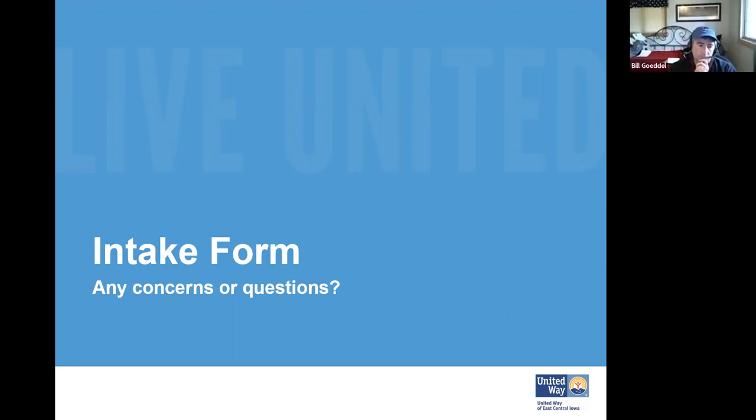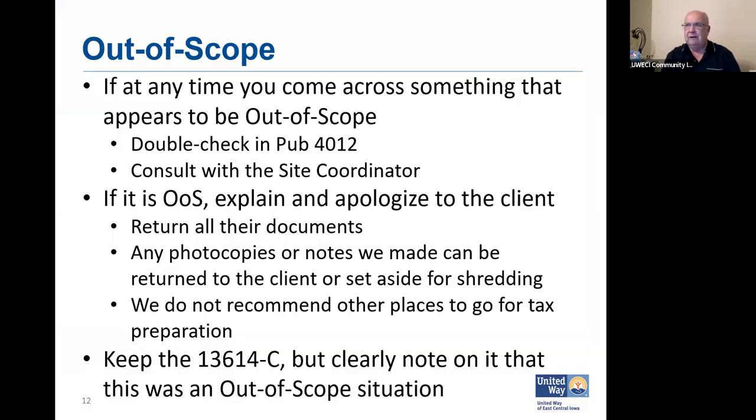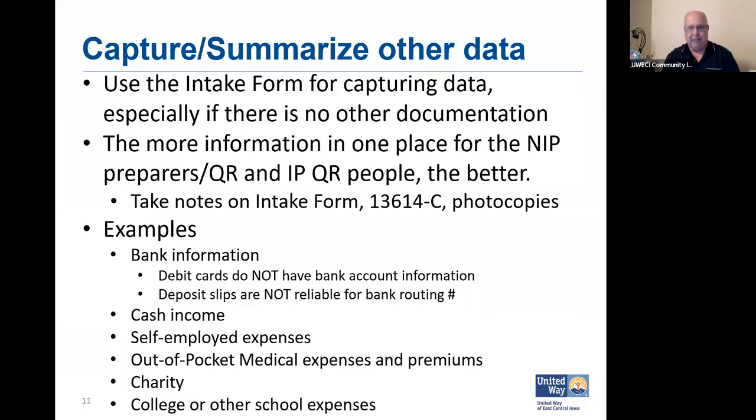Okay, I had a question: when do we fill that out? During this interview. Basically, the whole point is verifying that you have all the information. If it's not a document they've already handed you, and even then, make notes, capture it on there. If they give you a list of medical expenses, you can add them up and put them on that sheet. If they have their car registration sheet, you figure out what the deductible part is and write it on there. Any other notes, everything you can to make it easy for the preparer or the QR person when they go back through that.